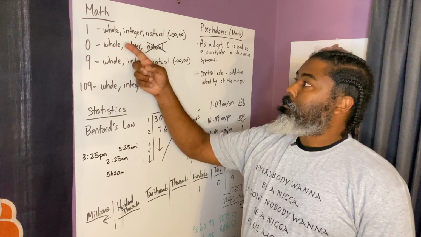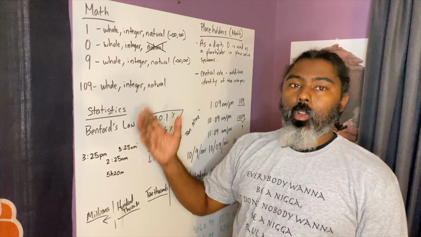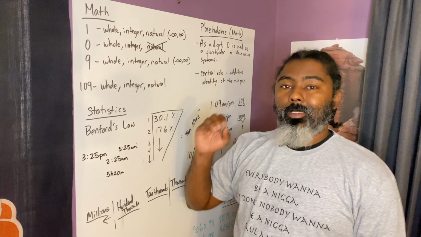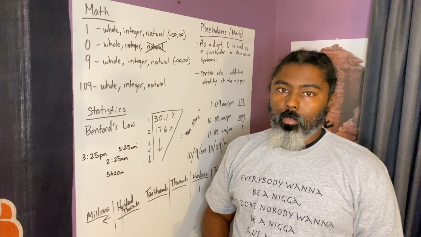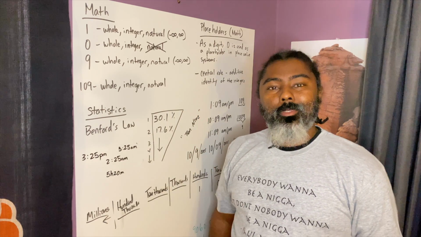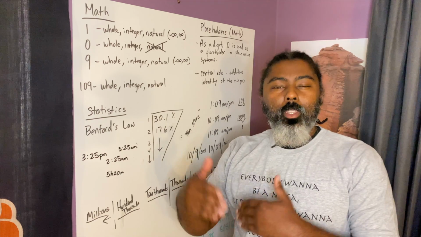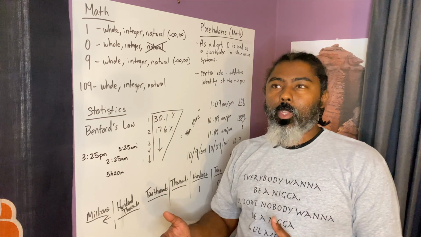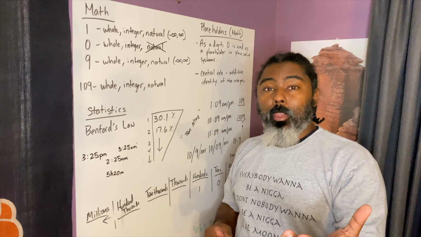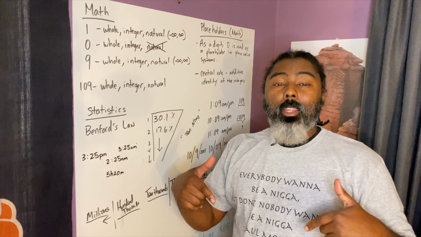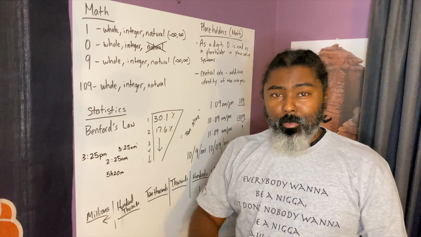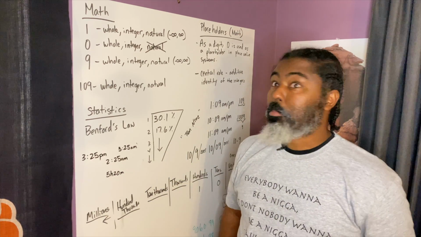Next, 0. It's a whole number, it's an integer, it is not a natural number. I forgot what is a natural number and what differentiates it. So if you know better than I do, then add a comment and explain that. Join the conversation at the bottom of this video in the comment section, please.